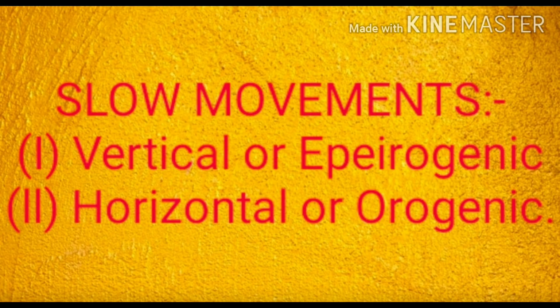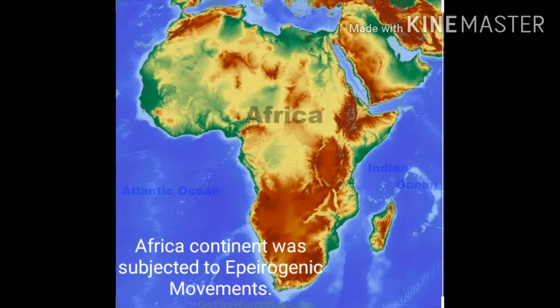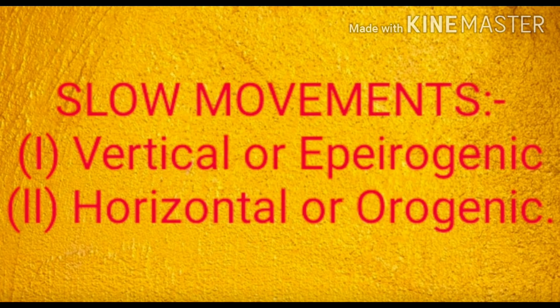Firstly, slow movements. Slow movements are also further divided into two types, vertical or epeirogenic movements, horizontal or orogenic movements. Vertical movement is a simple up and down movement of a portion of a land. For example, the continent of Africa is formed due to the vertical movements. Next comes the horizontal or orogenic movements.